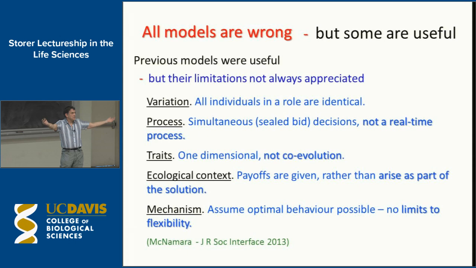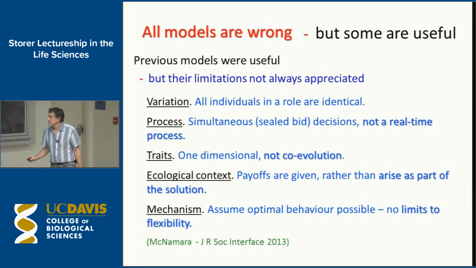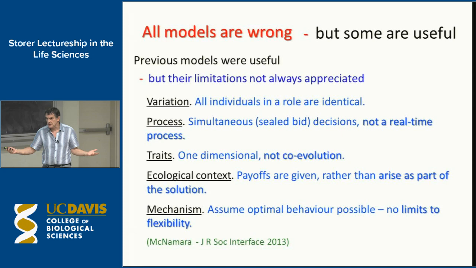And finally, it's usually assumed, as in much of behavioral ecology, that optimal behavior is possible, and there aren't really limits to that. And yet, of course, we know that animals are not optimal, and they're not, in particular, infinitely flexible in what they do.